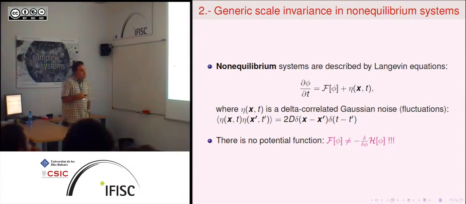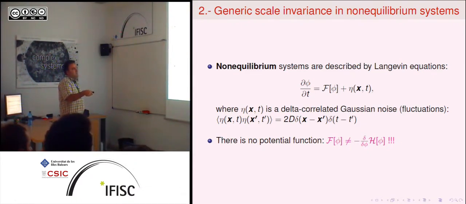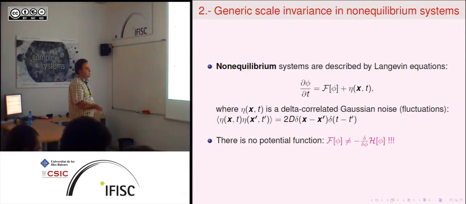And now I would like to discuss the case of non-equilibrium systems. Well, non-equilibrium systems are dynamical systems, open systems, that are described in a similar way, but the difference is that we have the field derivative in time. This is the part where all the dynamics is included, or symmetries, or interactions, or transport, and then we have noise.